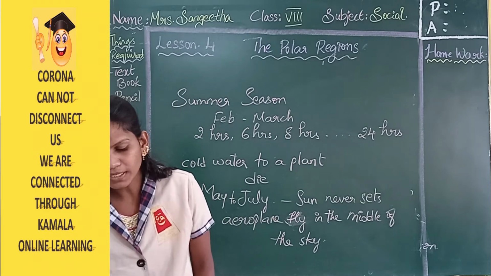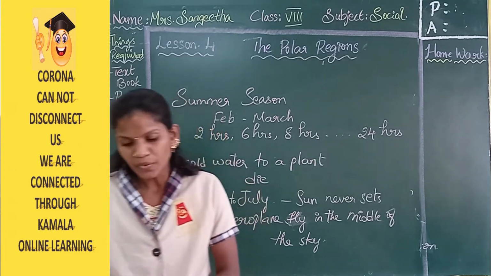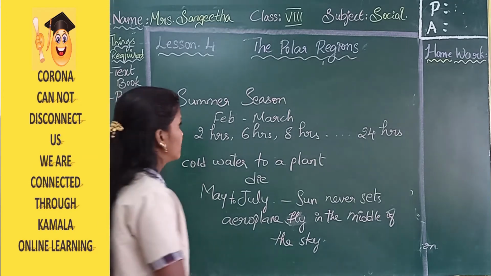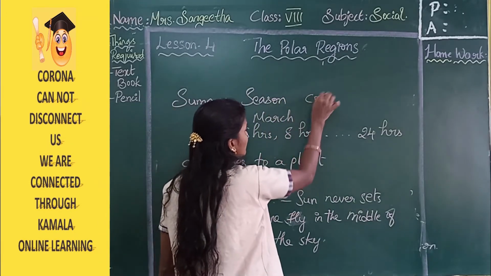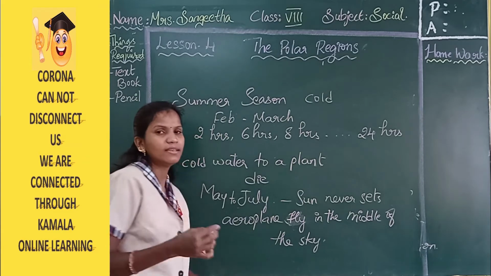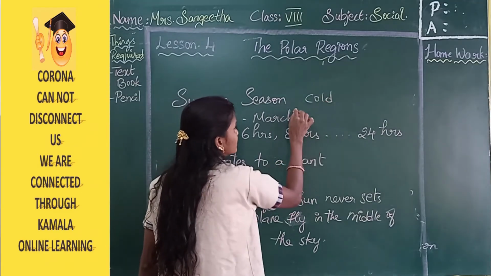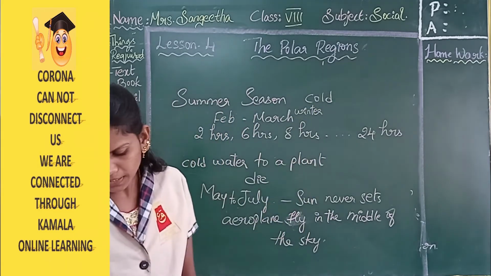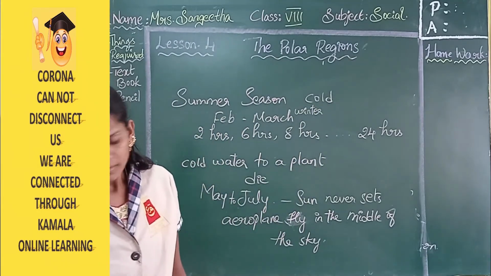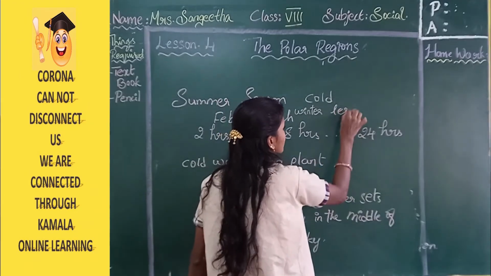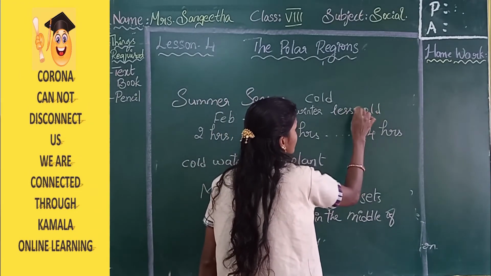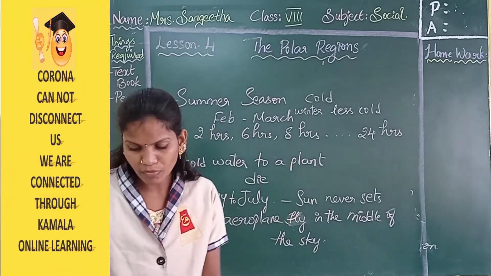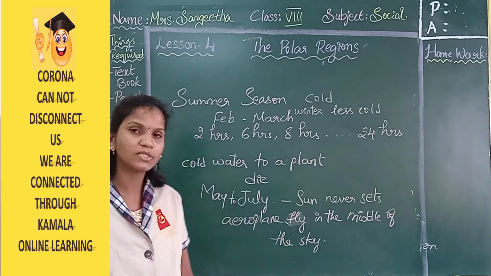See, this paragraph is explaining about the summer. It will be very cold, but less cold than the winter months. In the summer season it will be cold. In winter season it will be a little bit more cold. In summer it will be very less cold. And the rivers which are frozen due to the winter melt and begin to flow.